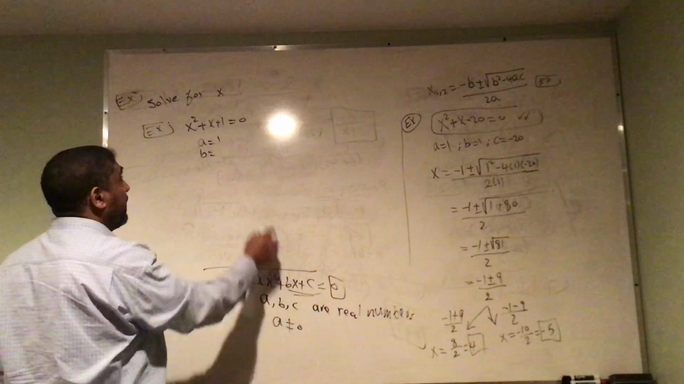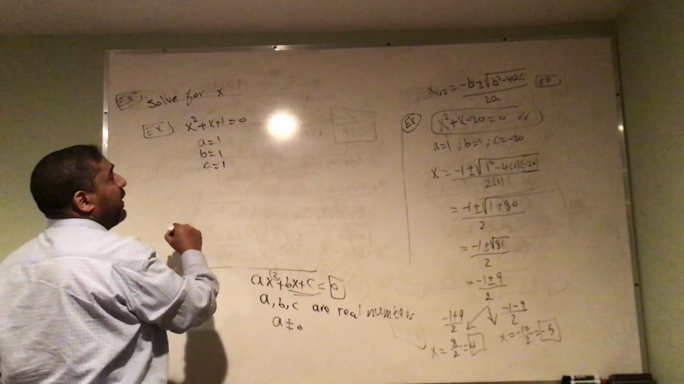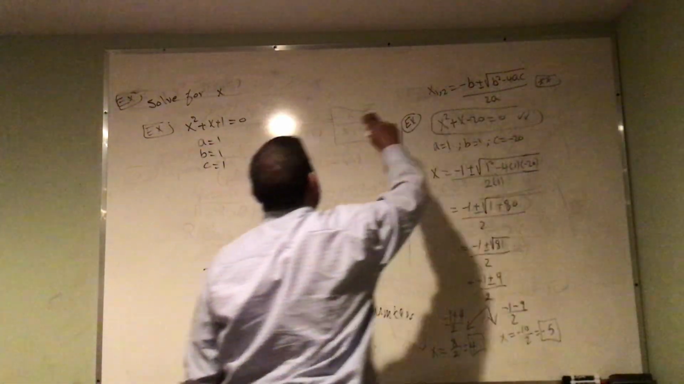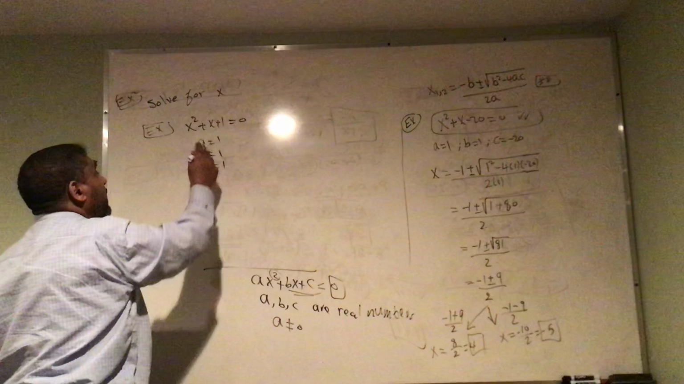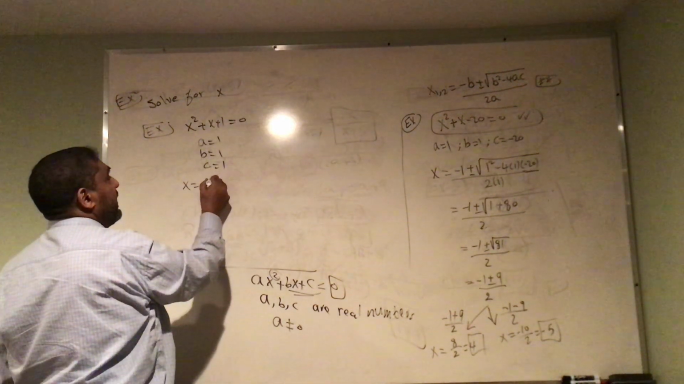My b here is 1 again. What is your c? Just 1. So I go back to my quadratic formula here. That is your quadratic formula. If I replace a by 1, so your solution x is minus b. What is minus b? Minus 1.